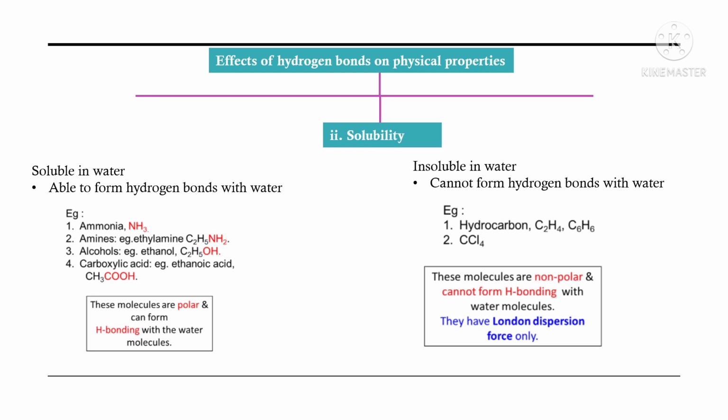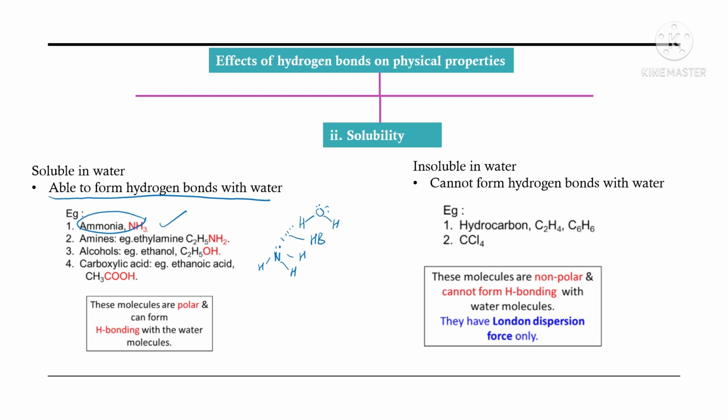The second effect of hydrogen bonds on the physical properties of a substance is solubility in water. To be able to dissolve or be soluble in water, the substance must be able to form hydrogen bonds with water. For example, ammonia. Ammonia can form hydrogen bonds with water molecules. Therefore, ammonia is expected to be able to dissolve in water.